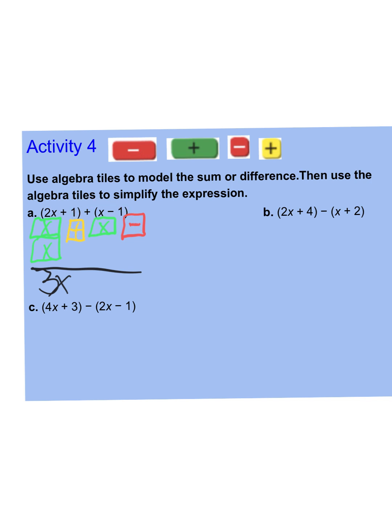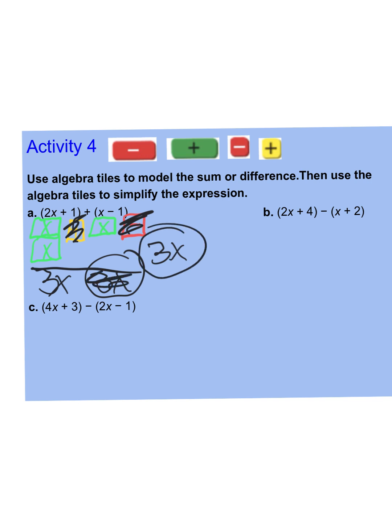What does it make? It makes a 0 pair. So my answer is 3x, just plain old 3x. Okay? 3x. Let's set up question B.